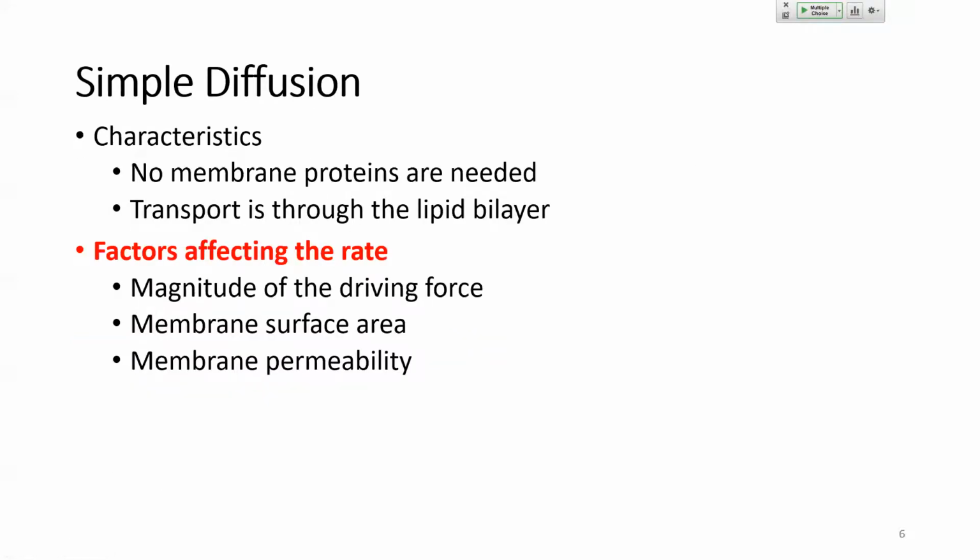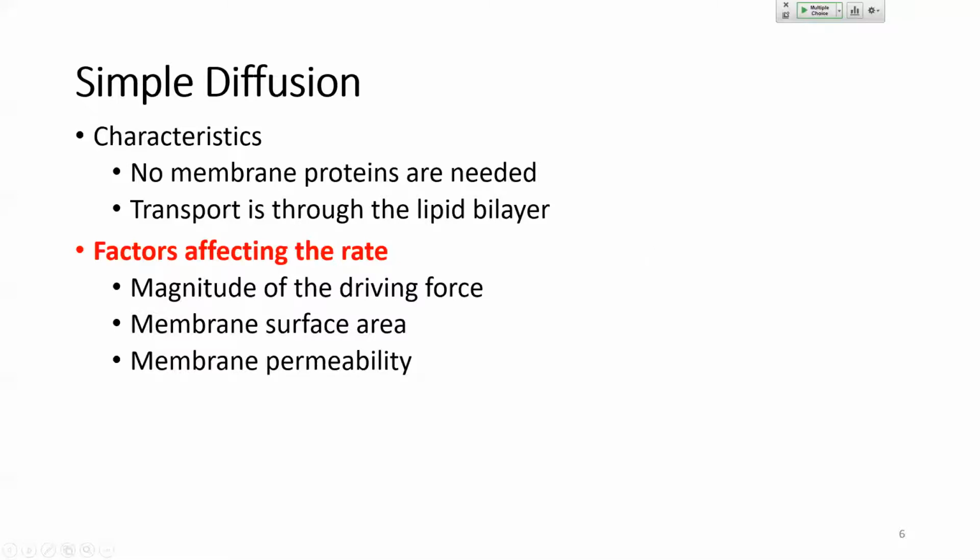So simple diffusion is the first mechanism we'll look at, and this is characterized by the fact that particles are moving directly through the lipid bilayer. So we talked about the structure of the lipid bilayer, that phospholipid layer, and particles that can go right through that lipid bilayer do not need any type of carrier, do not need any type of channel. They are simply diffusing across the membrane. It's the first mechanism of diffusion.